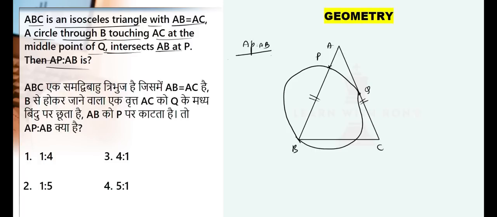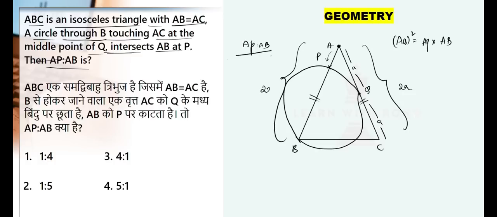See here, from this external point A, AQ is a tangent and AP is a secant. We learned in the previous problem, if this is a tangent and this is a secant, the relation is AQ square equals AP multiplied with AB. AQ square equals small distance times long distance. As Q is the midpoint, if I assume this value as A, this value also becomes A, and this complete side length is 2A. As AC equals AB, this complete length is also 2A.